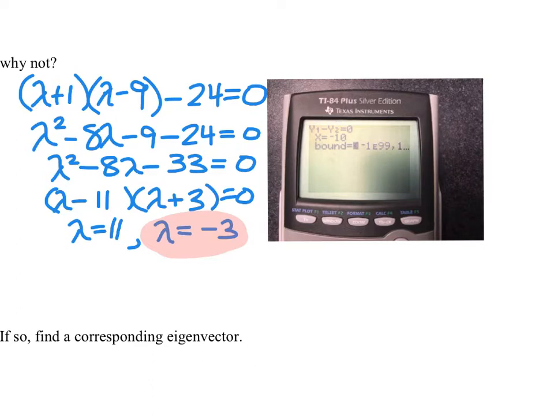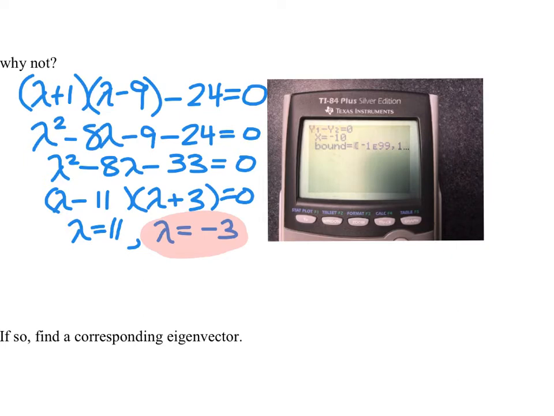Whatever number you put in there, the calculator interprets that as your initial guess. And what it'll do is drag your solution, or actually it really is dragging you. It's dragging you to the solution closest to that number. All right, so there are 2 solutions. We know what they are, -3 and 11.